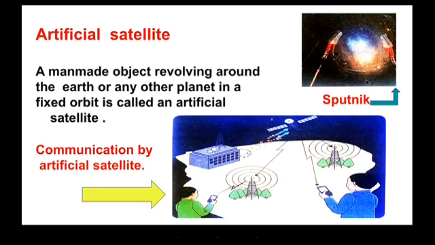Signals transmitted from the Earth to the satellite and from the satellite to a mobile tower and mobile phones are shown in the picture. These satellites are sent into the space to perform various functions.